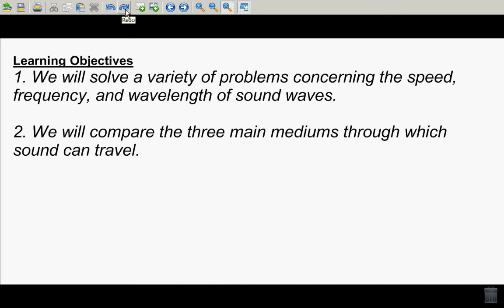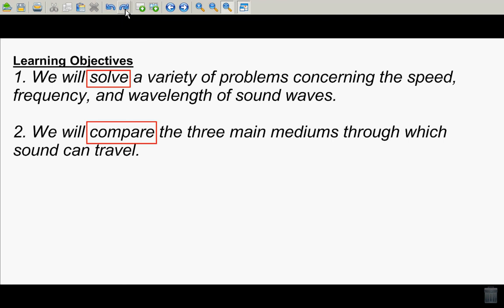Now, our objective for this week, as just a review, is that I would like students to be able to solve a variety of problems concerning the speed, frequency, and wavelength of sound waves. And then the second objective is we will compare the three main mediums through which sound can travel. So just to focus a minute on the objectives in these command terms, we have solve and compare.